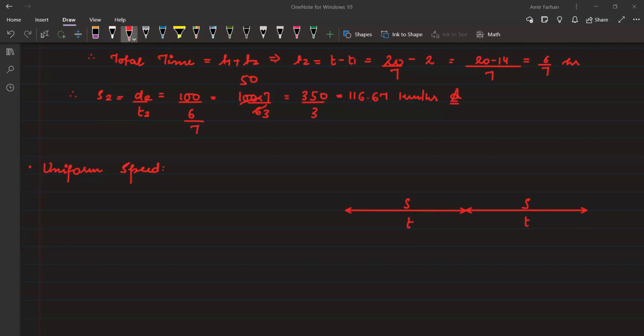Uniform motion is different, uniform speed is different. Basically, uniform speed is a part of uniform motion. Uniform speed comes under uniform motion. We will do uniform motion once we start acceleration in the next class. Now I just wanted to give you an idea of what uniform speed and uniform velocity are.